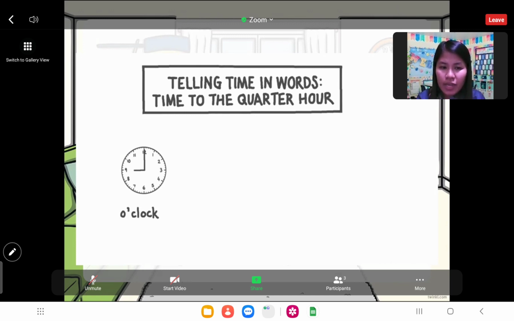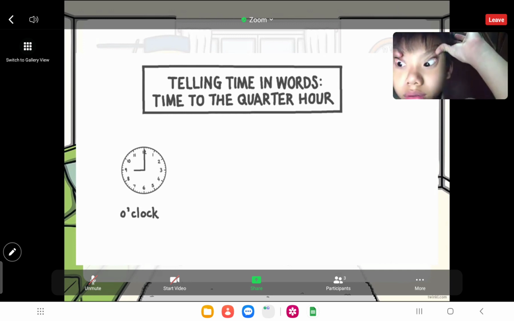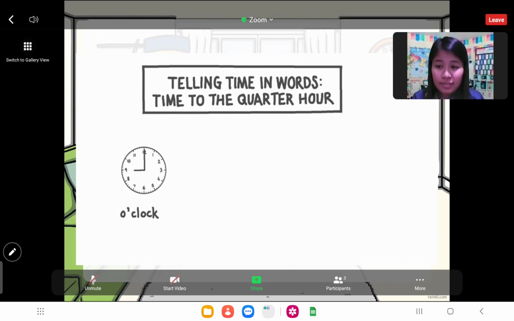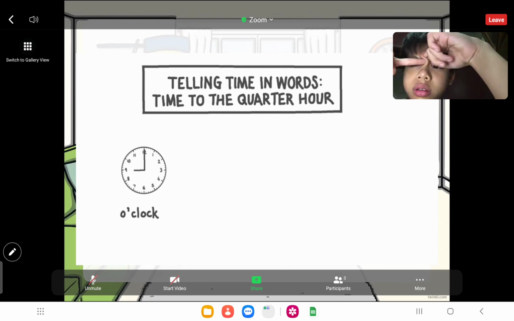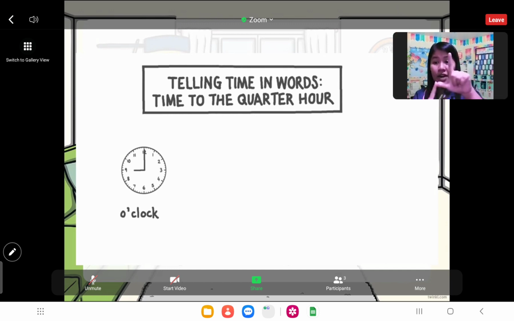The shorter arrow is pointing at 9 and the longer arrow is pointing at 12. What time is that again? 9 o'clock. Again, the shorter arrow is pointing or telling the hour. And the longer arrow is telling the minute.